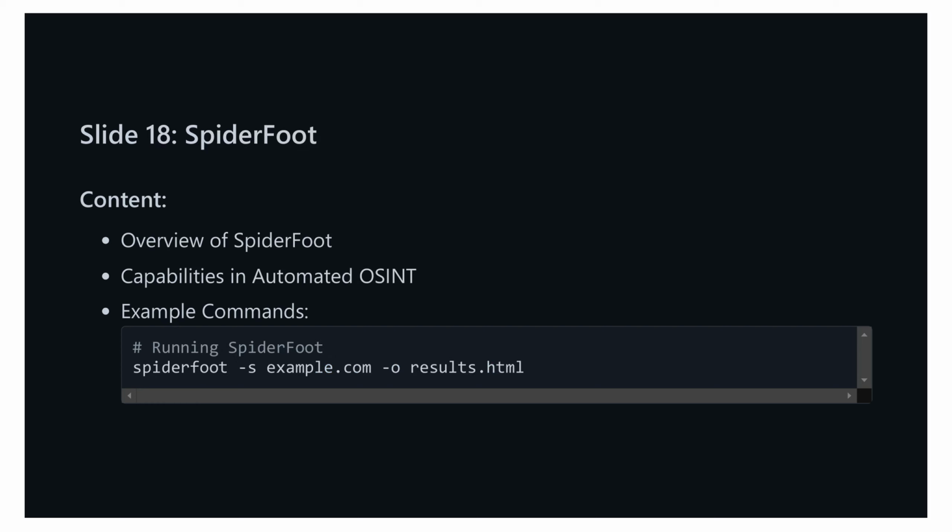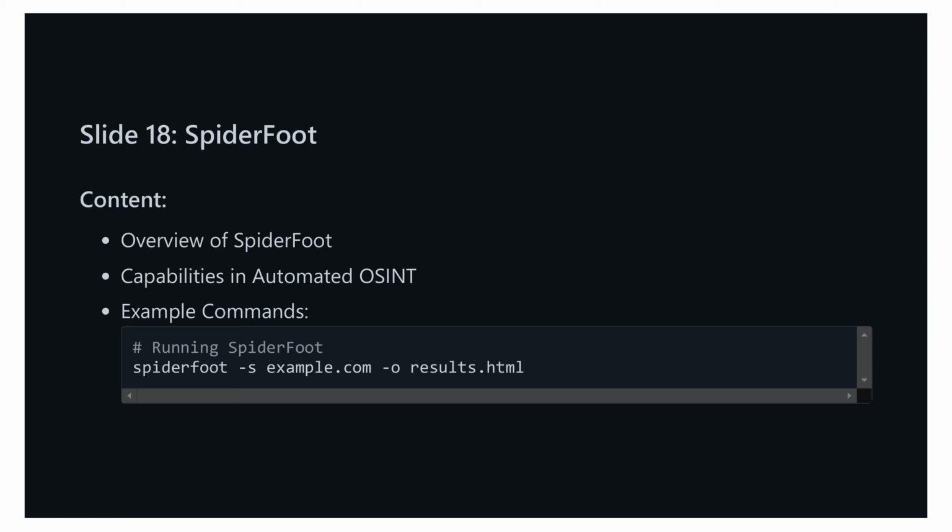On this slide, we will discuss Spiderfoot, an essential tool in the realm of automated open-source intelligence, or OSINT. Spiderfoot is designed to automatically collect and analyze data from a variety of sources, making it a powerful asset for any security analyst or investigator. Spiderfoot's capabilities enable users to perform extensive reconnaissance by automating the gathering of publicly available information about a given target. This can include data mining for details such as IP addresses, domain affiliations, network infrastructure, and more.